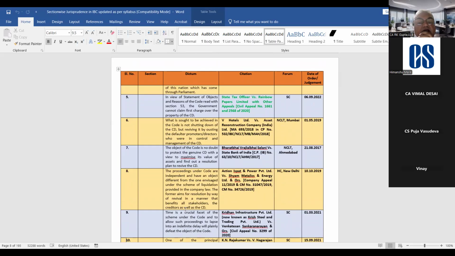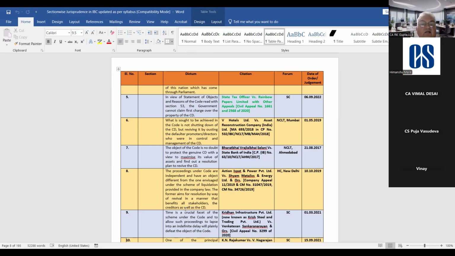And it says, in view of statement of objects and reasons of the code, read with section 53, the government cannot claim first charge over the property of the CD. So it said that the government cannot claim first charge over the property of the CD. Okay. Then in V Hotels versus Asset Reconstruction Company, it was said what is sought to be achieved in the code is not shutting down of the CD, but reviving it.